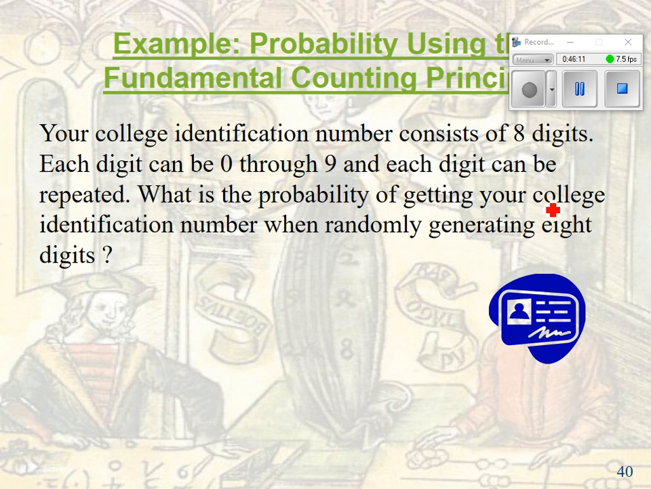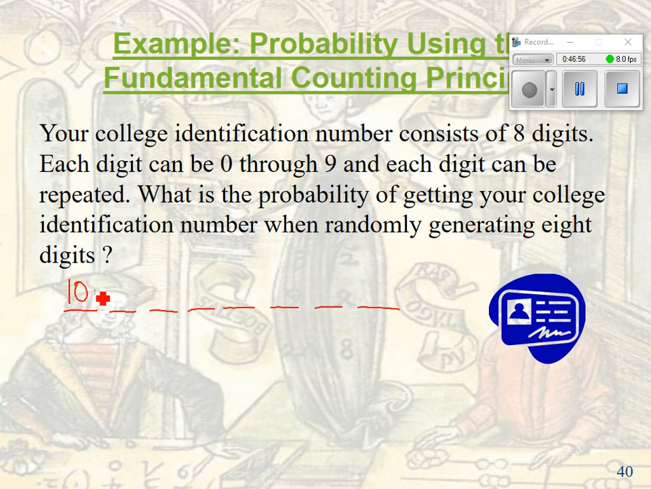Your college identification numbers, now a little harder stuff. It consists of 8 digits. Each digit can be 0 through 9, and each digit can be repeated. What is the probability of getting your college identification number when you randomly generate 8 digits? We're going to do a lot of hard stuff like this throughout this chapter. It's got 8 digits, so I'm going to do 8 blanks. What could we get on this first blank? 0, or any of those, right? How many numbers is that? 10 of them.